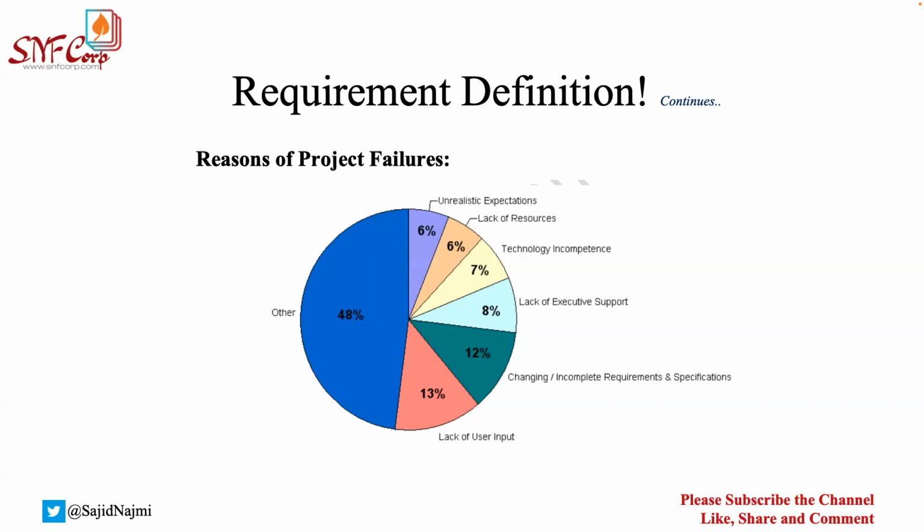And lack of user input, 13%. These are external dependencies you cannot control, but you can try your best to collect as much information as you can from the user. And how do you do that? Asking the right questions. Asking a question is something different, and asking the right question is something different. So be specific in your questions.